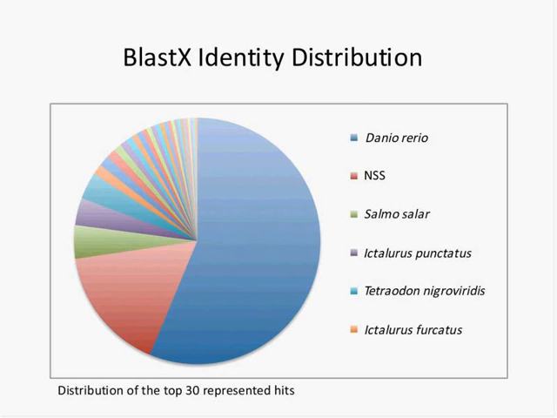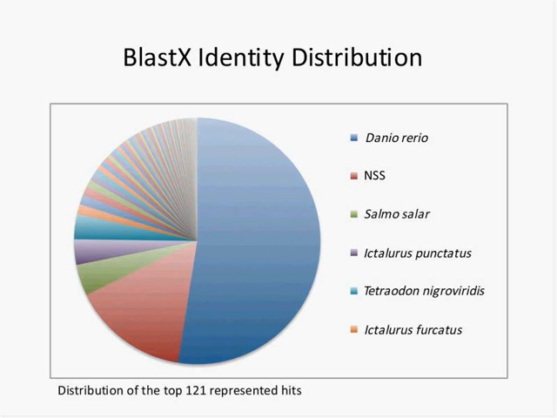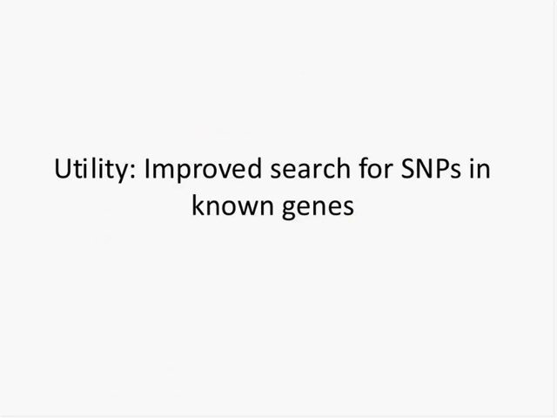Again, this is the most closely related organism to Astyanax mexicanus that does have a sequenced genome, as well as an array of other organisms, teleost fish, including salmon, catfish, and fugu, for example. The pattern doesn't really change much if you bump up to the top 120 or so represented hits from our BlastX. So now that we have assembled our transcriptome, what good is it?